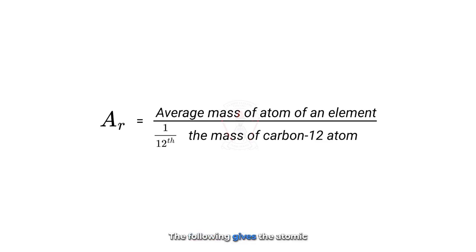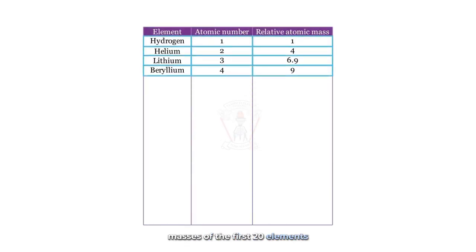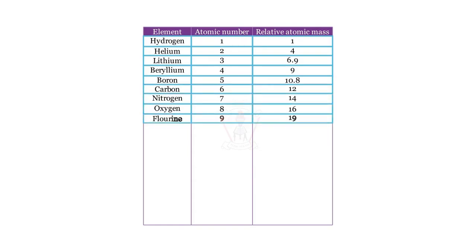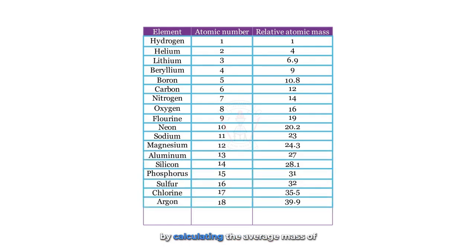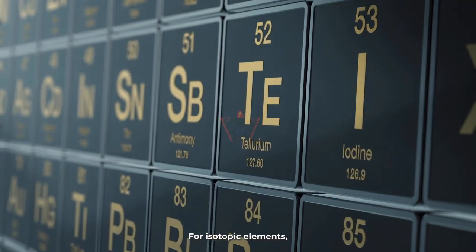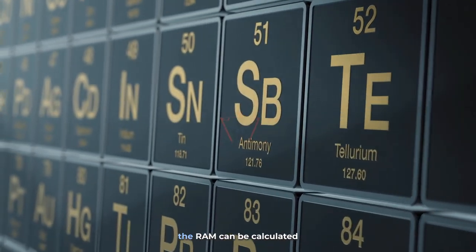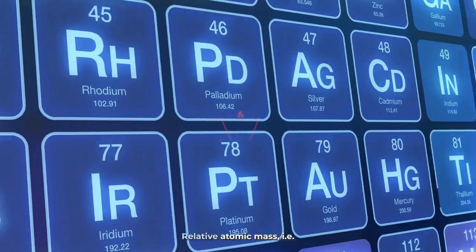The following gives the atomic numbers and relative atomic masses of the first 20 elements in the periodic table. The relative atomic masses of such elements are obtained by calculating the average mass of all the isotopes of each element. For isotopic elements, the relative atomic mass, that is the RAM, can be calculated using the following formula. Relative atomic mass, that is RAM, equals the summation of isotopic mass times percentage abundance.